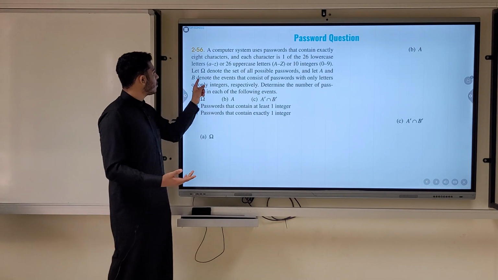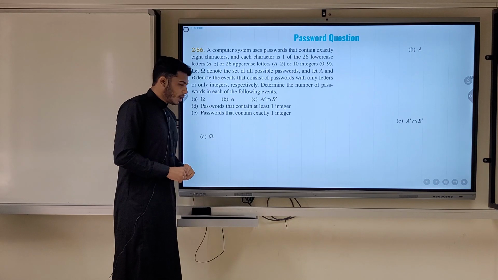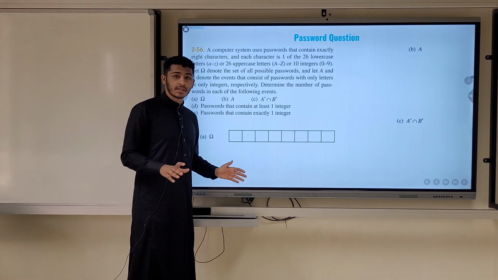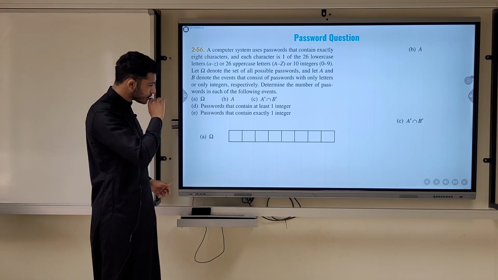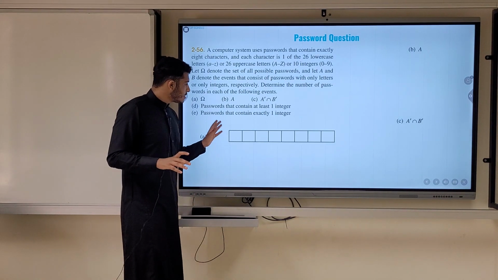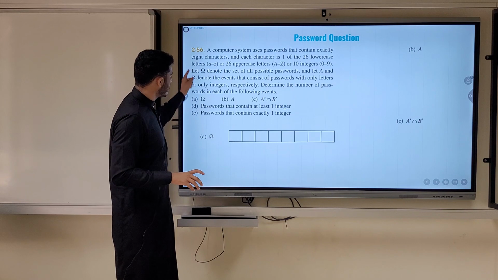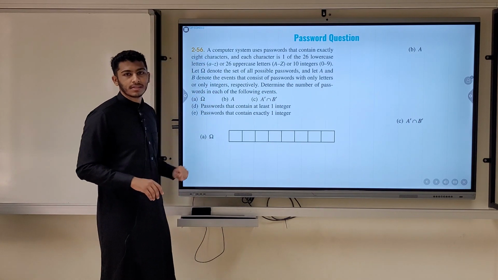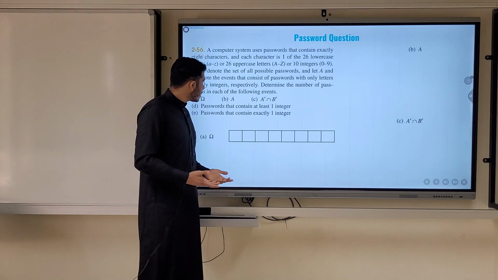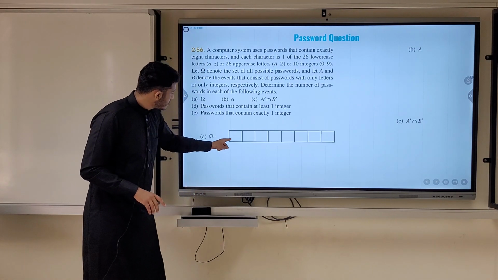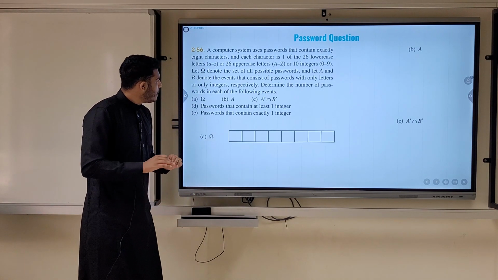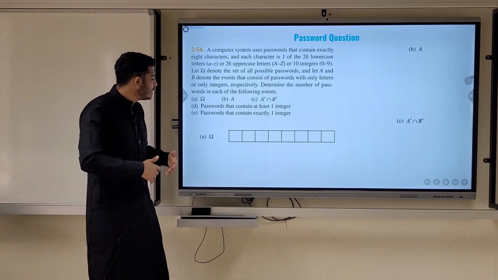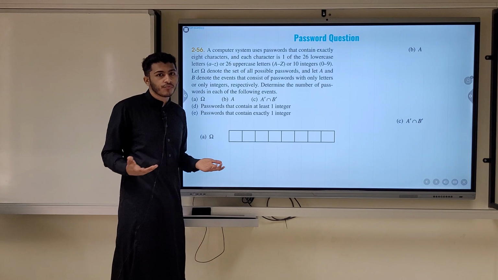Event alpha denotes all the possible passwords. Let's have this shape here, which is going to help us tremendously in solving these questions. This denotes the number of characters, 8. So we have 8 slots that we can put the characters in. Let's start solving. In this first slot, how many possible characters can I choose from?